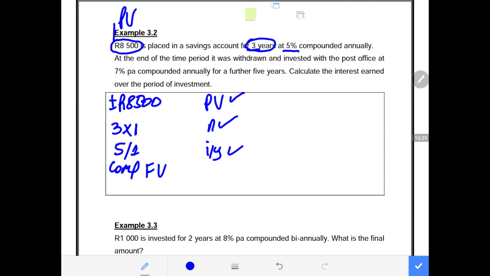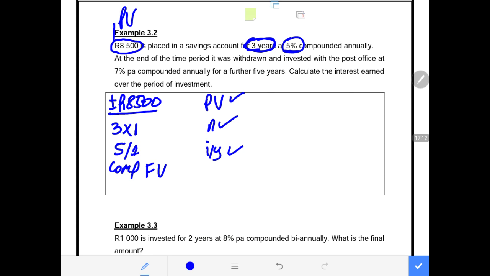So they say at the end of 3 years, the money was withdrawn and invested with the post office at 7% per annum, compounded annually once again for a further 5 years. So now that means this amount of 8.5, which was invested for 3 years at 5% per annum, compounded annually, meaning earning interest once a year and added back to the principal amount, will stay there for 3 years. Then we will draw after 3 years.